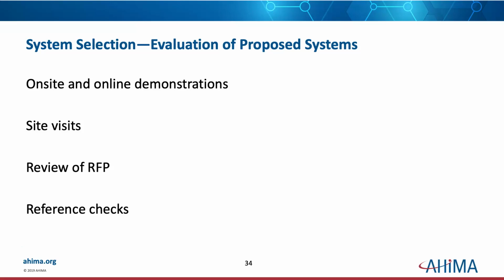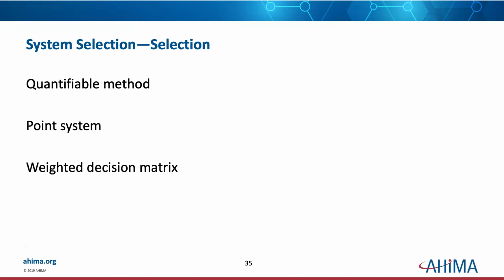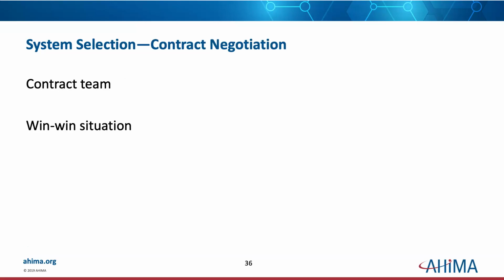What kind of documentation does the vendor provide to you, and how current is it? How complete is it? What kind of training do they provide? What kind of equipment have they demanded? Were there any surprises when you selected their system and implemented it? Ask all these questions. Do those reference checks. And then you'll want to quantify everything and weigh it all out. A lot of people use a point system or a weighted decision matrix to make their decision.